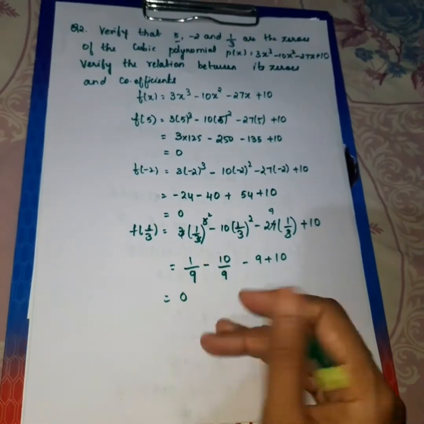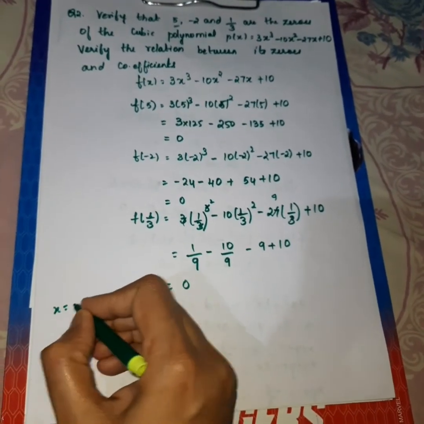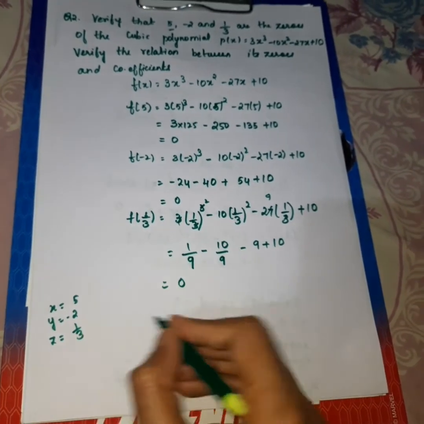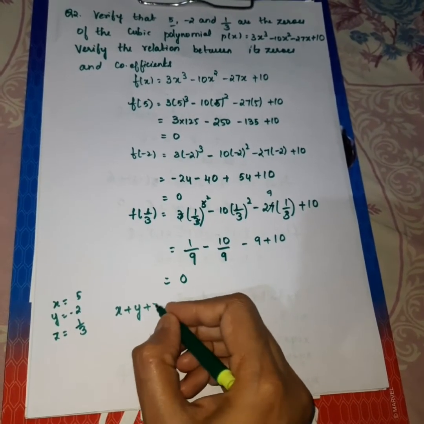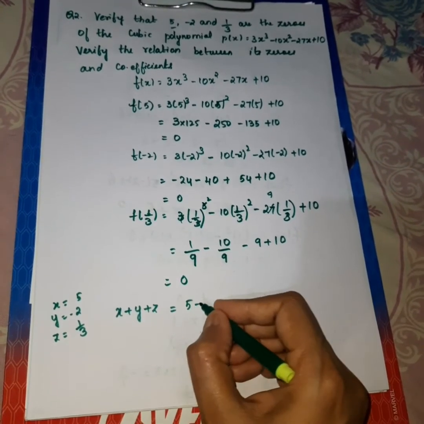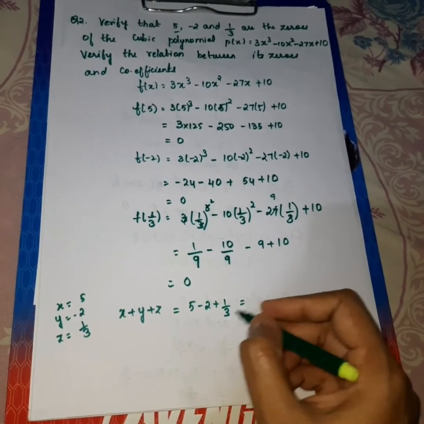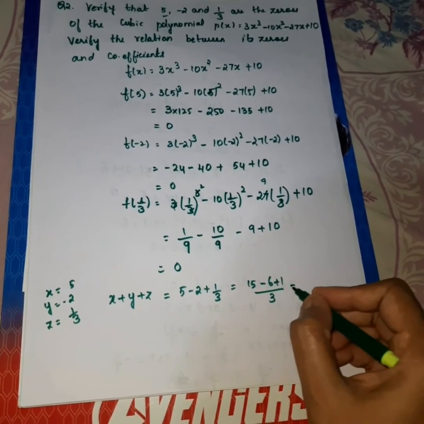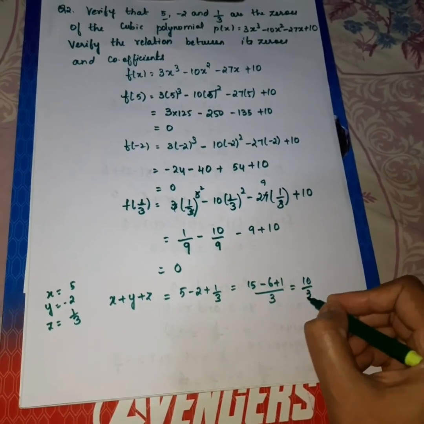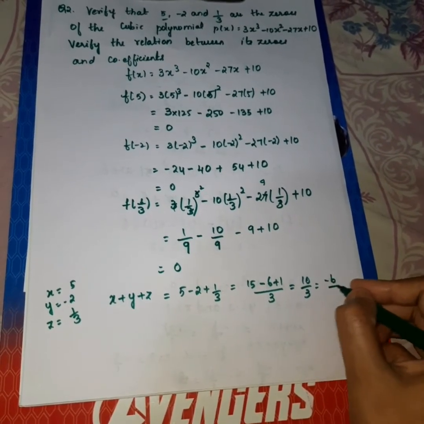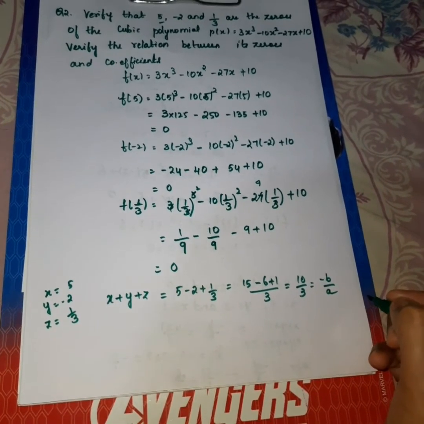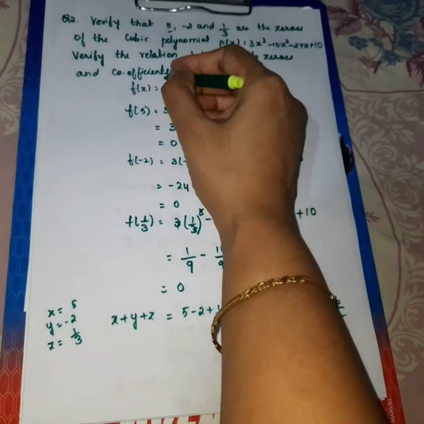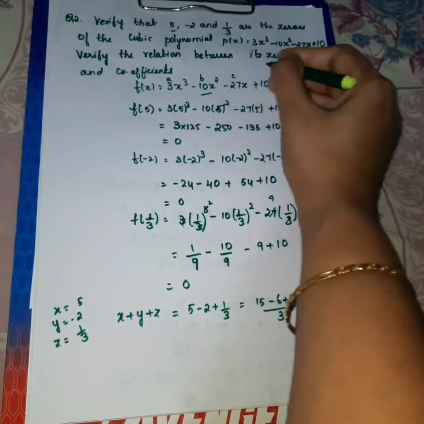Next, we can verify its zeros and coefficients. We know the relationship. Assuming x as 5, y as minus 2, and z as 1 by 3. x plus y plus z is of the form minus b by a. So 5 minus 2 plus 1 by 3, you need to take the LCM. 5 3s are 15, 2 3s are 6, plus 1. So that's going to be 10 by 3. So the value is of the form minus b by a. So the value of b is minus 10. Yes, x square's coefficient is minus 10. x cube's coefficient is 3.